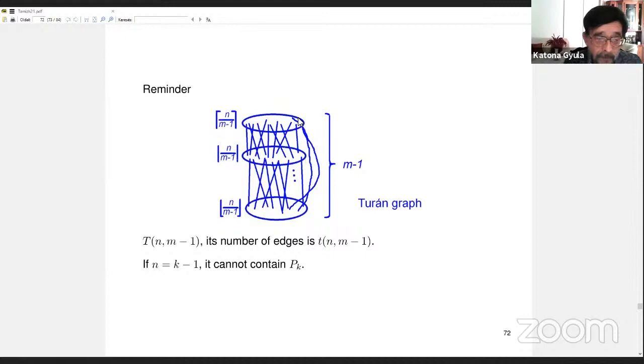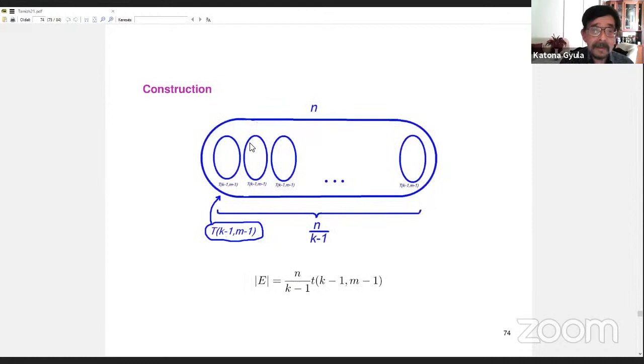So I just went back to the Turán graph. If n is at most k minus 1, it cannot contain, of course, a P_k because there are too few vertices, and therefore this one does not contain a P_k by definition. It does not contain a K_m also because we have m minus one classes. So this is a good construction, but only for very small n.